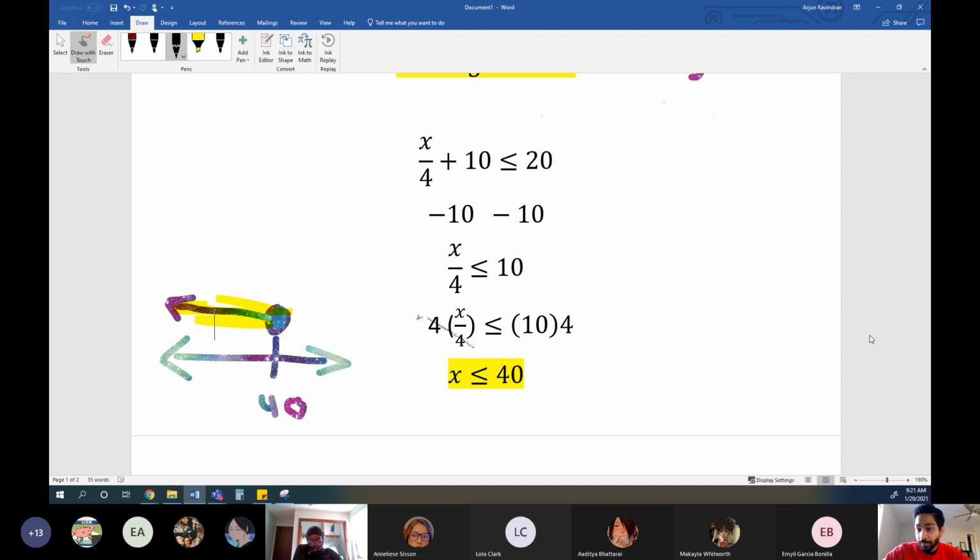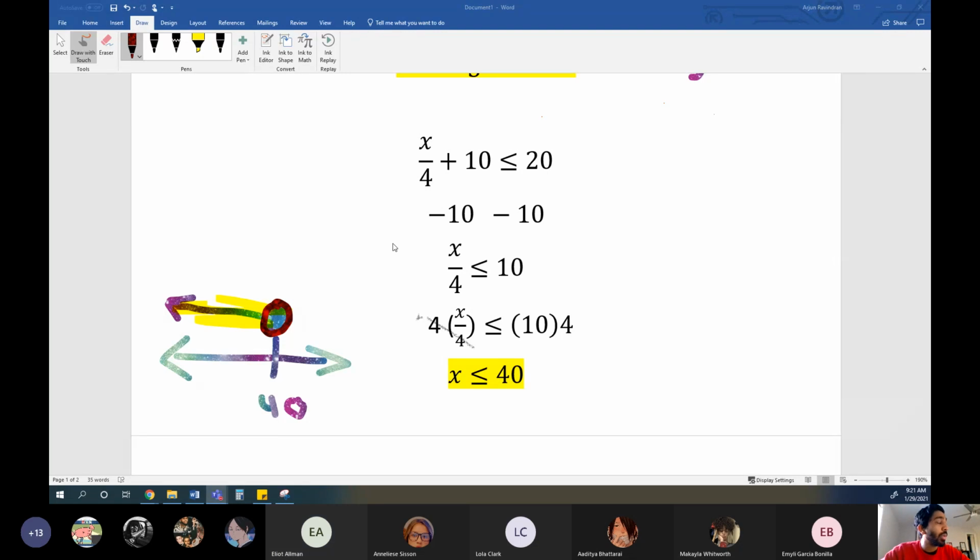Let's go to Elliot. Why is this a closed circle, Elliot? Just please quickly speak. Why is this a closed circle? Because that's an acceptable answer. Exactly correct. Thank you. That is an acceptable answer, meaning it's a solution.